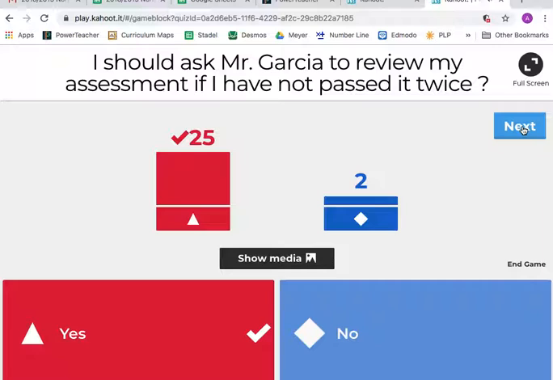The answer is yes. If you don't pass it the first time, John, go back to your seat, please. If you don't pass it the first time with 3 pieces of evidence, the next time you need 4. You need 1 more. If you don't pass it the second time, you need to see a teacher that feels confident with going over it.